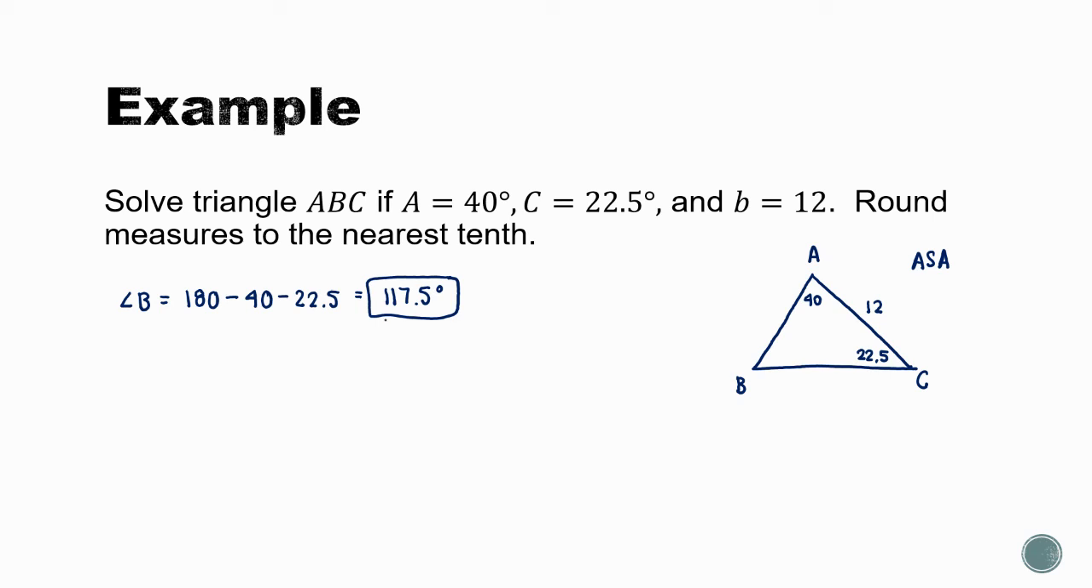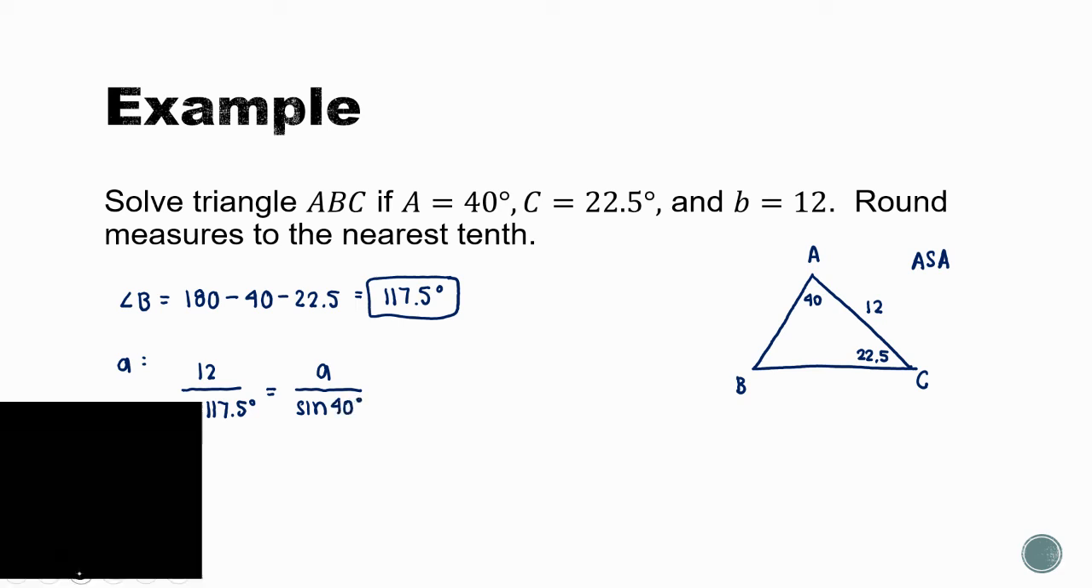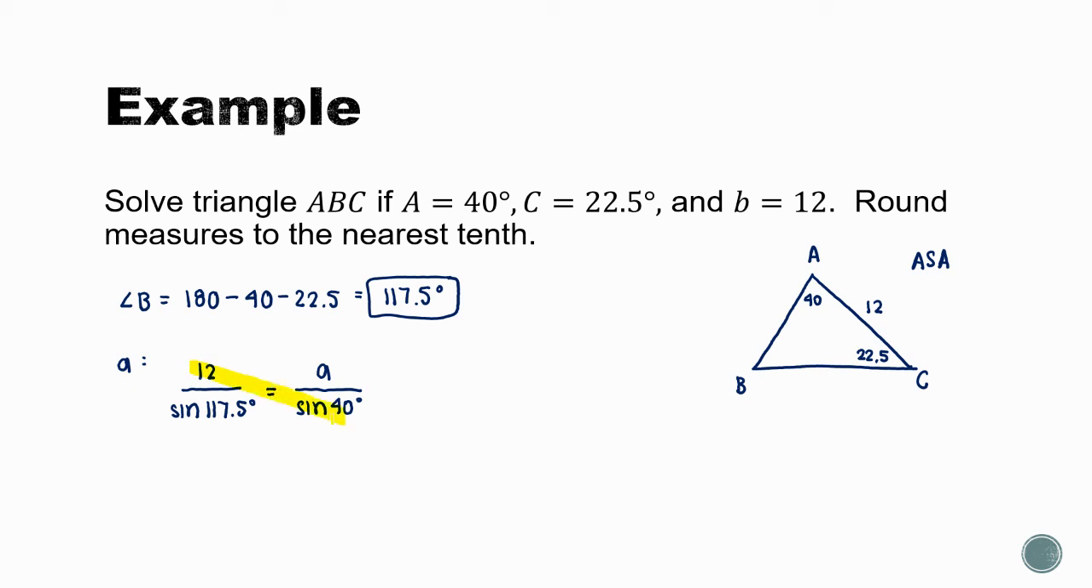Okay, so now that we know what angle B is, that is going to be super important because we only know what the side of B is. That means we want to find the side of A. And so in order to do the law of sines, we have to use that side of 12. And so then that has to be divided by the sine of the angle B that we just found, which is 117.5. If I want to find A, I'm going to set that equal to A over the sine, and now I want angle A. So that was my 40 degrees. Because it's a proportion, we are going to cross multiply and then begin solving.